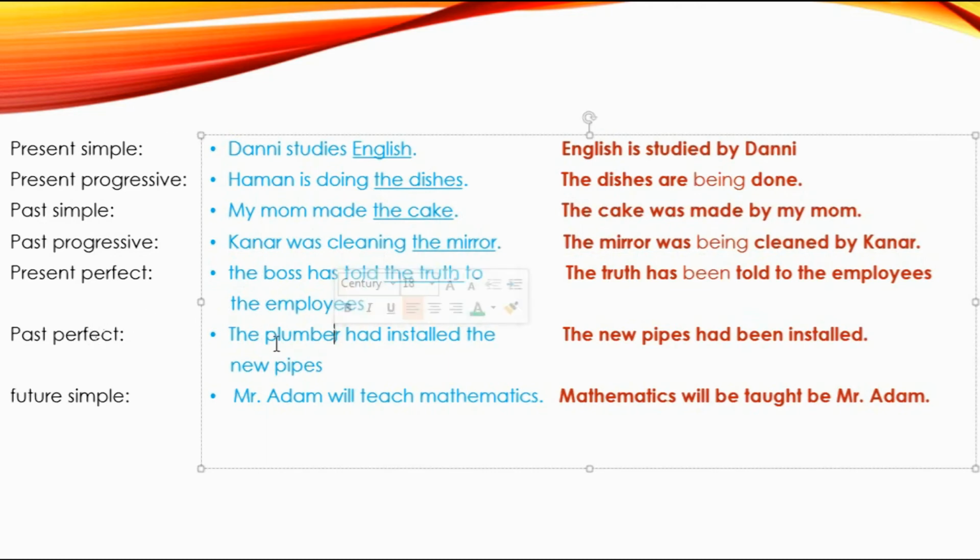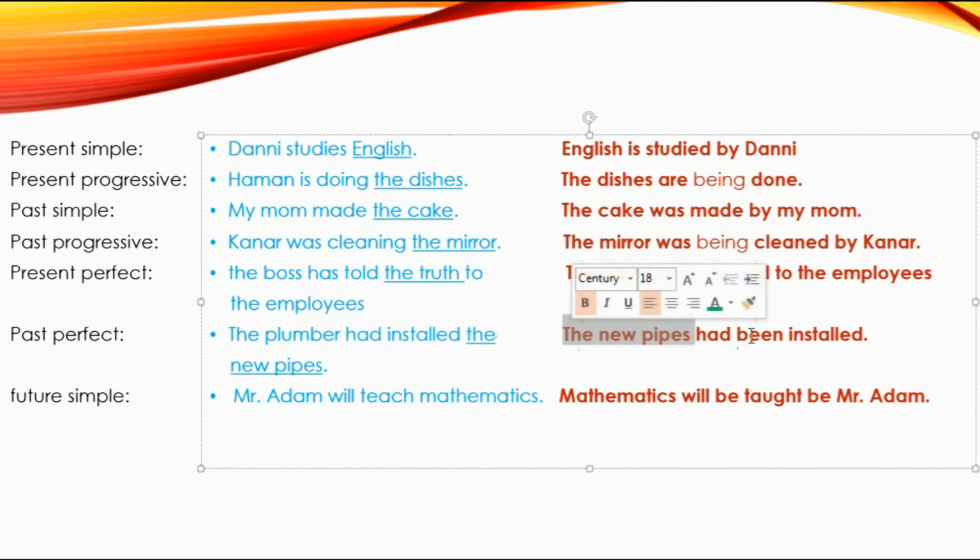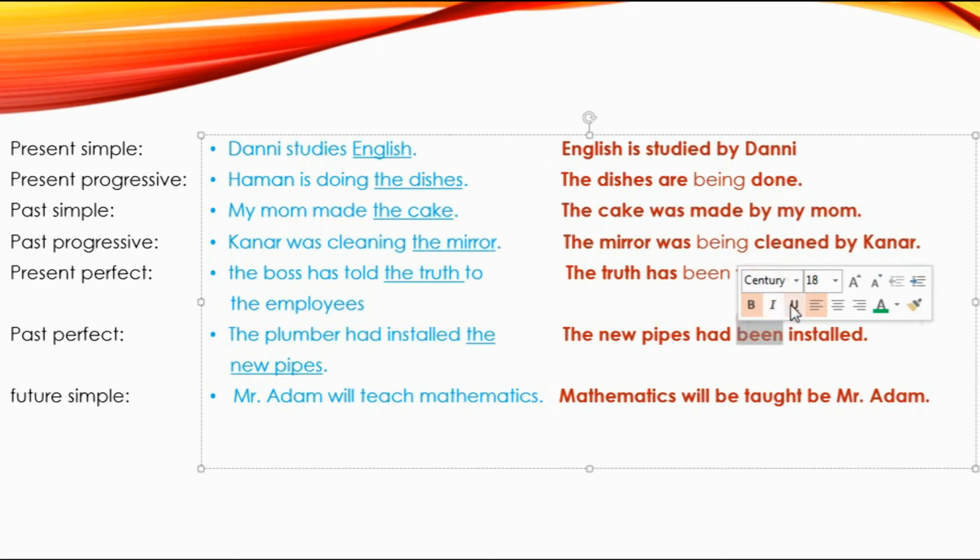But what about past perfect? I have the plumber had installed the new pipes, right? Had installed the new pipes. So when I change it to passive voice, the plumber had installed something. So this something, this part, the new pipes, is my object, right? So it becomes a subject, right? The new pipes is my subject here. Had been, right, installed. I don't care about the plumber here. I don't talk about it, right? It's not my focus. I can say by the plumber, but I don't have to, right?